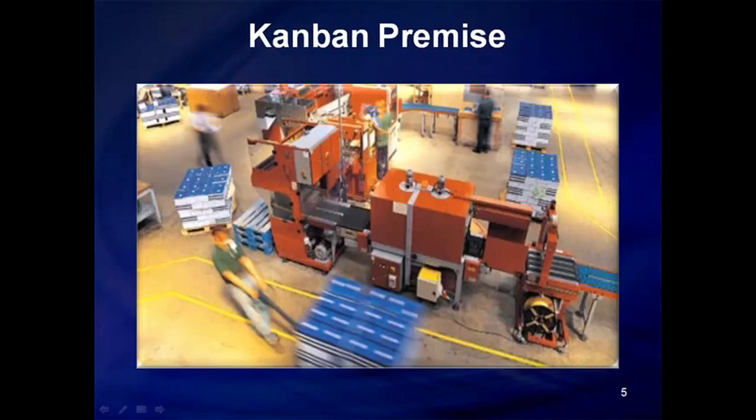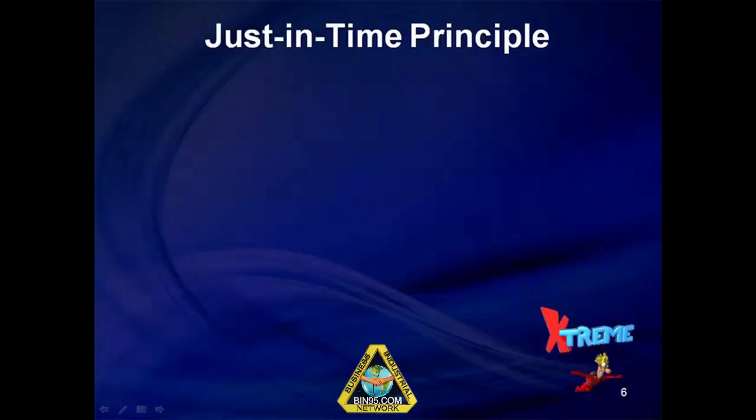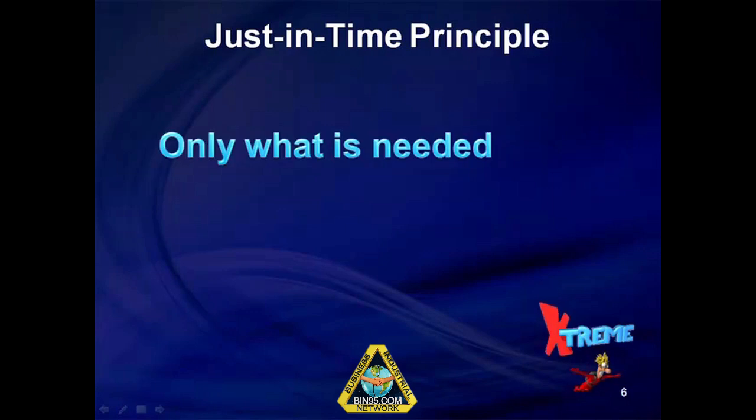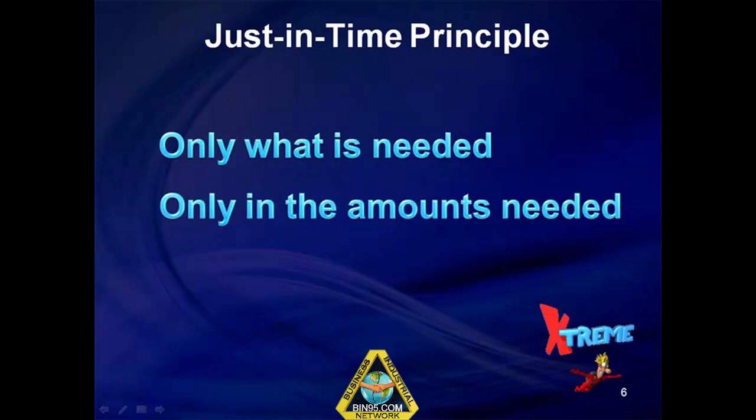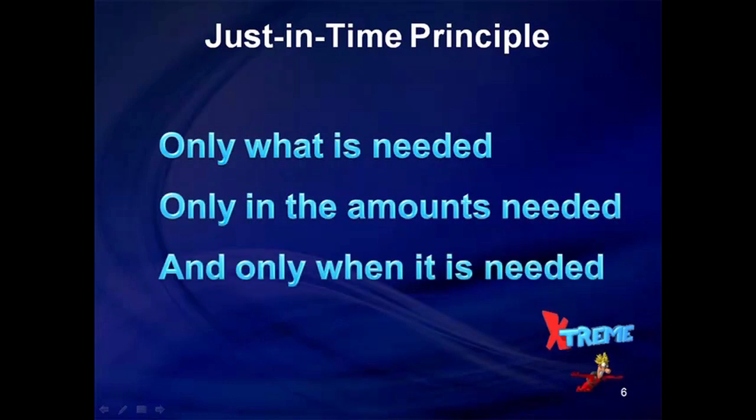The premise of Kanbans is that material will not be produced or moved until a customer sends the signal to do so. Kanban relates to the just-in-time principle of producing only what is needed, only in the amounts needed, and only when it is needed.